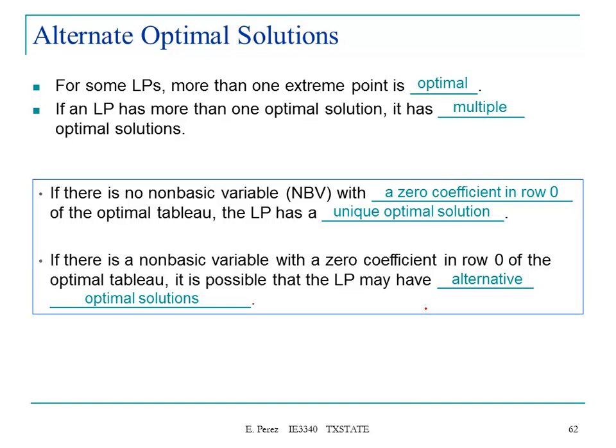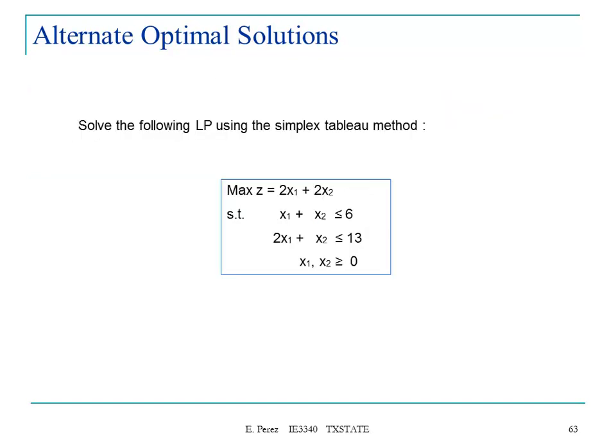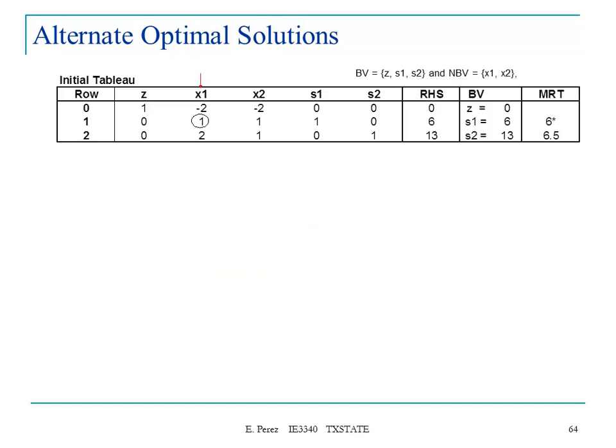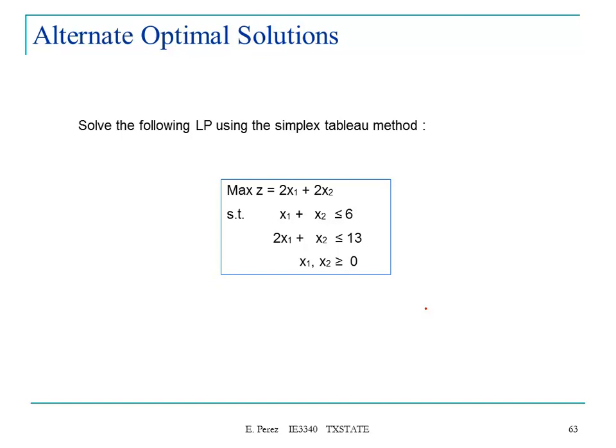Okay, so when we find our optimal solution in the tableau, if you find a non-basic variable with zero coefficient, that means that you can have multiple or alternative optimal solutions. So let's look at this problem. The maximization problem, two constraints, two variables. We're going to add those slack variables to make these equalities. So we're going to have 4 variables.